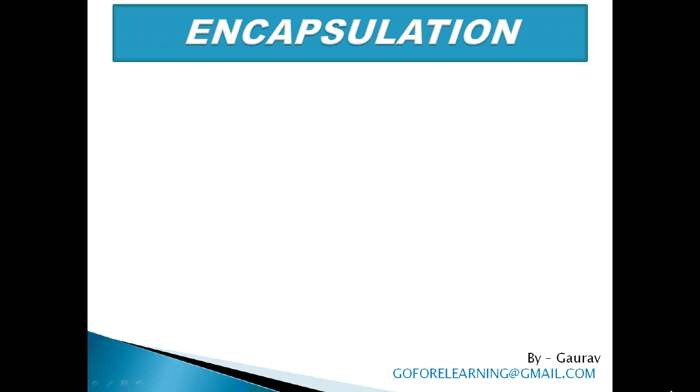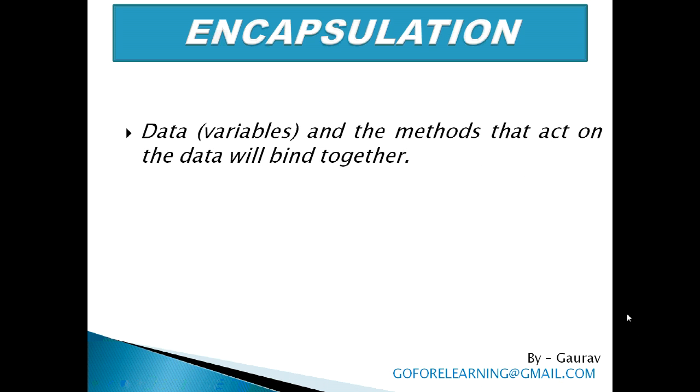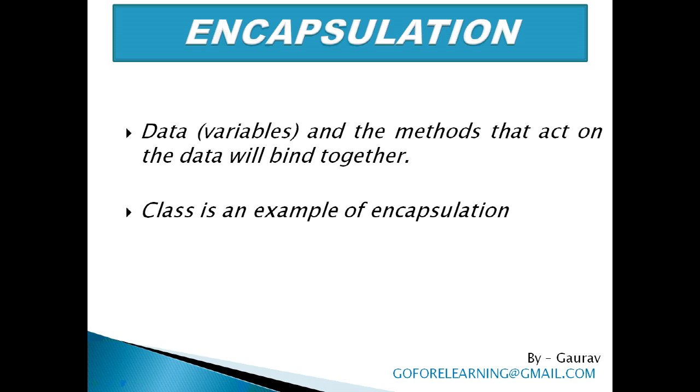Next is encapsulation. Encapsulation is a mechanism where the data, the variables, and the code, the methods that act on the data, will bind together. For example, if we take a class, we write the variables and methods inside the class. Thus, the class is binding them together, so a class is an example of encapsulation.